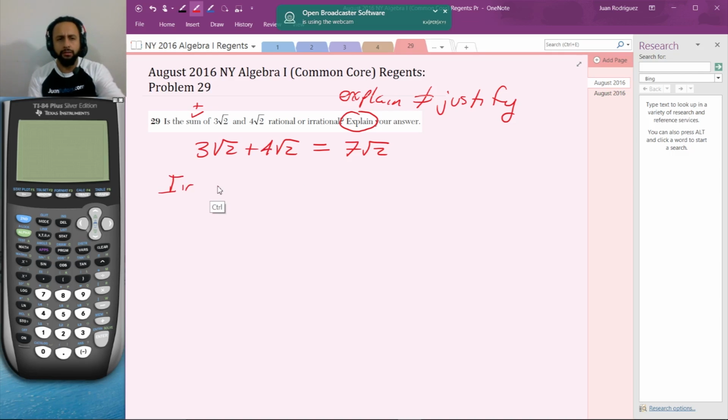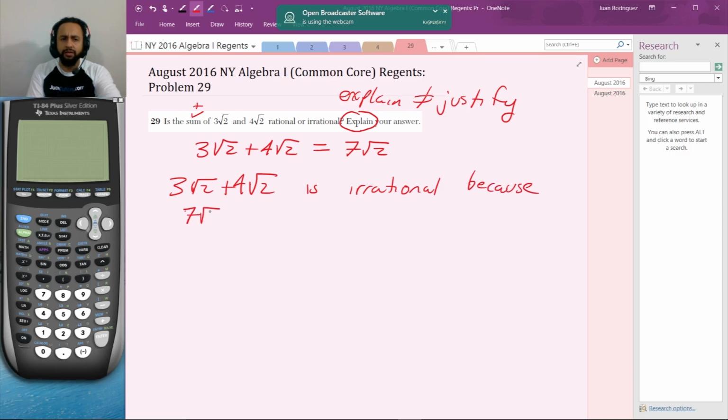And so 3 radical 2 plus 4 radical 2 is irrational because, and this is a perfectly valid explanation, 7 radical 2 cannot be written as a fraction. Okay, and that's the full answer.